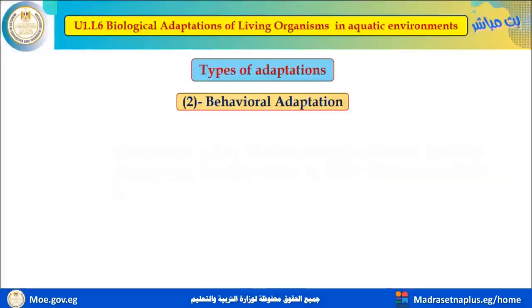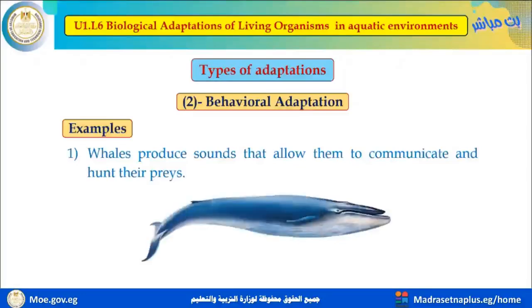Okay, so for more clarification, let's talk about some examples. Whales. As you know, whales are the most giant creatures on earth. Whales produce sounds that allow them to communicate and hunt their prey. If you watch a TV show or National Geographic, you can listen to the sound of the whales. This sound is a kind of communication language between the whales themselves, and it also helps them to hunt their prey.